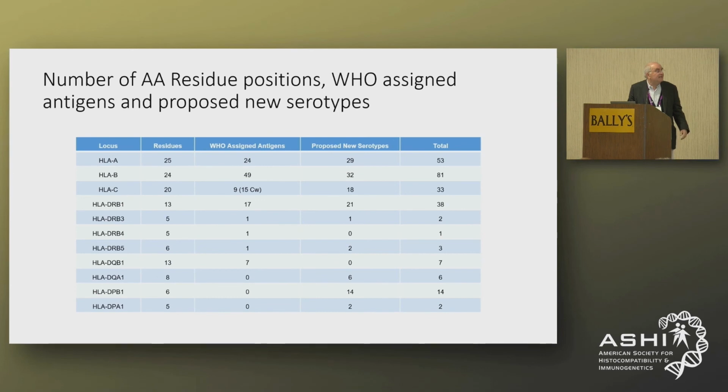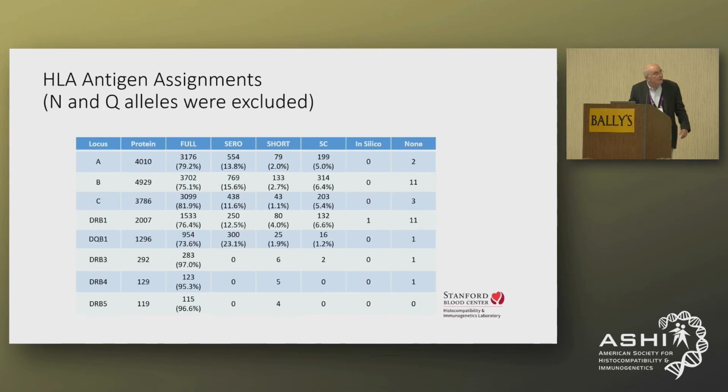And here is the number of residues that we use to define the positions critical for each of the loci. DRB1 uses 13, DQB1 uses 13. They are not necessarily the same. And you can see the currently assigned number of antigens, and you see the numbers that we proposed. It looks big, but on the other hand, it's only 81 Bs that we propose, 53 As, and so on.